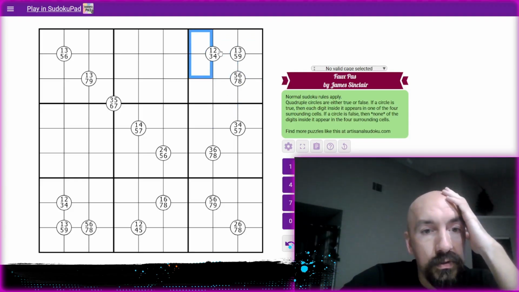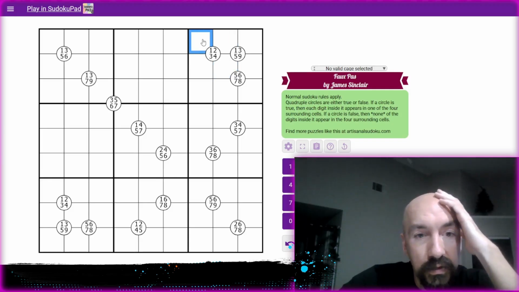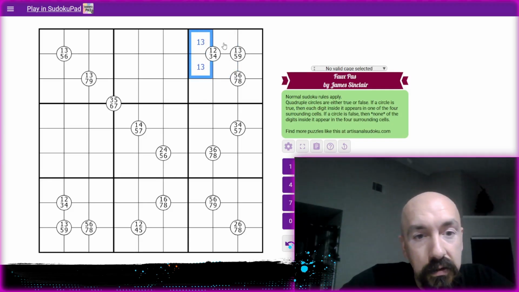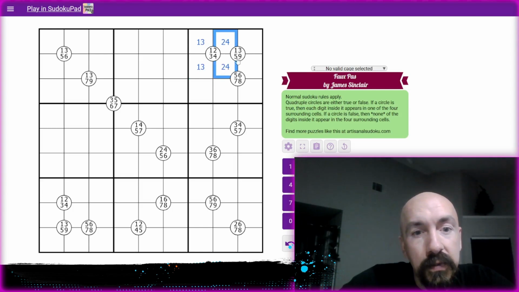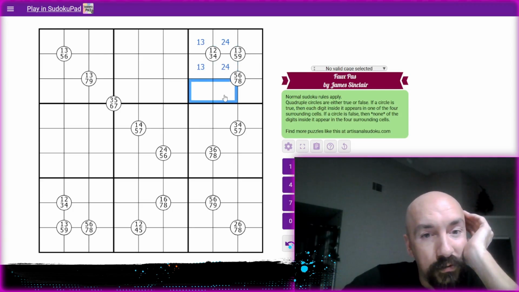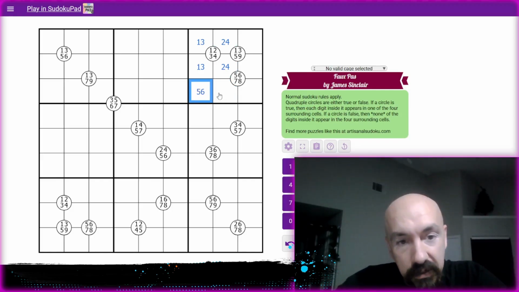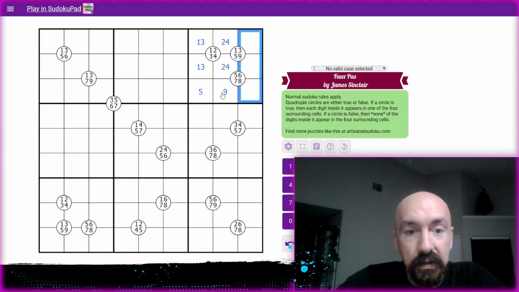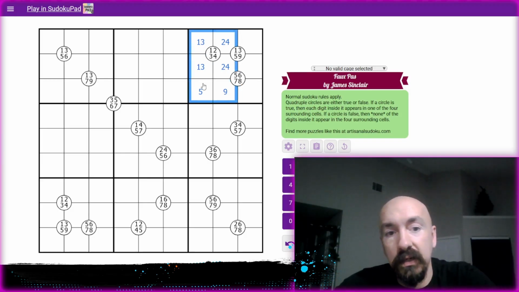So if 1, 2, 3, 4 is true, then the 1, 3 has to go here. And then the 2, 4 would be there, which would have to put the 5, 9 here. This would have to be the 5. Then this would have to be the 9. And then 6, 7, 8 would go here. But yeah, so then the 1, 3, 2, 4 cannot be true.